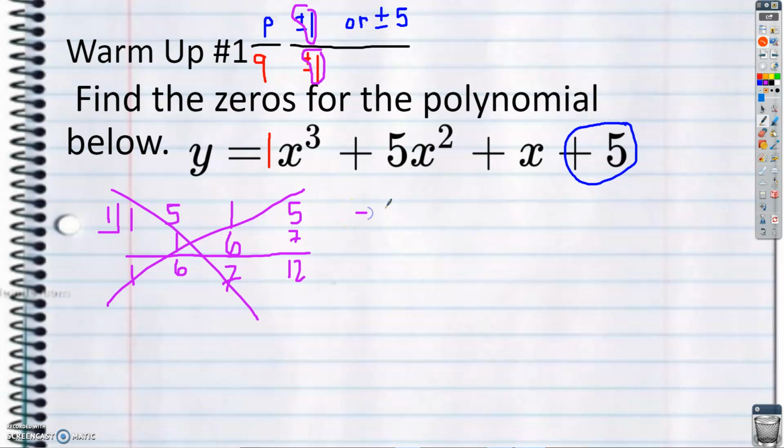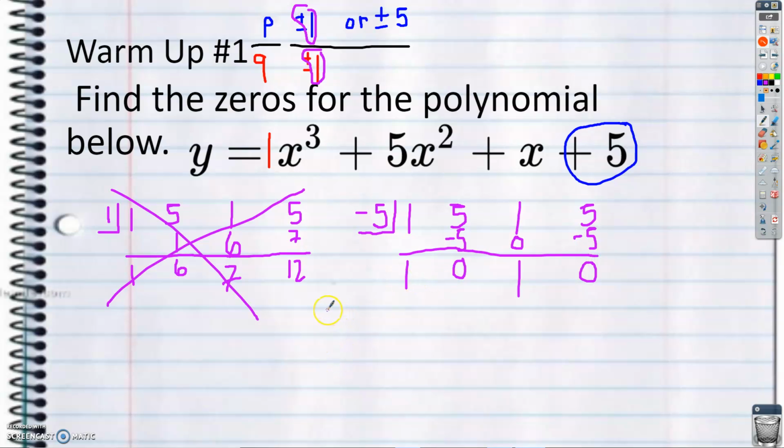So for my next try, I'm going to just try negative 5. And remember, this is just purely random. I don't know a shortcut to it. So 1, 5, 1, 5. Bring down the 1. 1 times negative 5 is negative 5. 0. Negative 5 times 0 is 0. 1 plus 0 is 1. Negative 5 times 1 is negative 5. And that is 0.